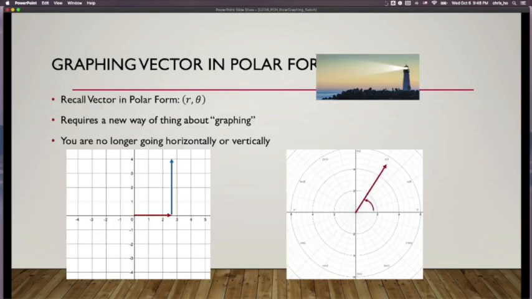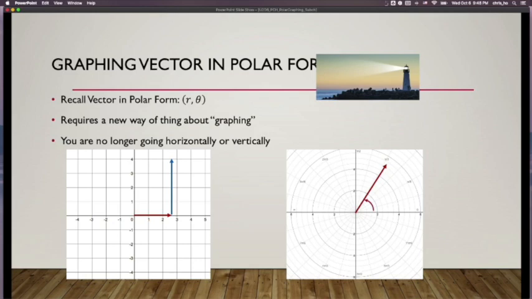Think about a vector in polar form as opposed to a rectangular form. In rectangular form, we think about going horizontally however many units, plus or minus, and then we go vertically however many units, plus or minus.